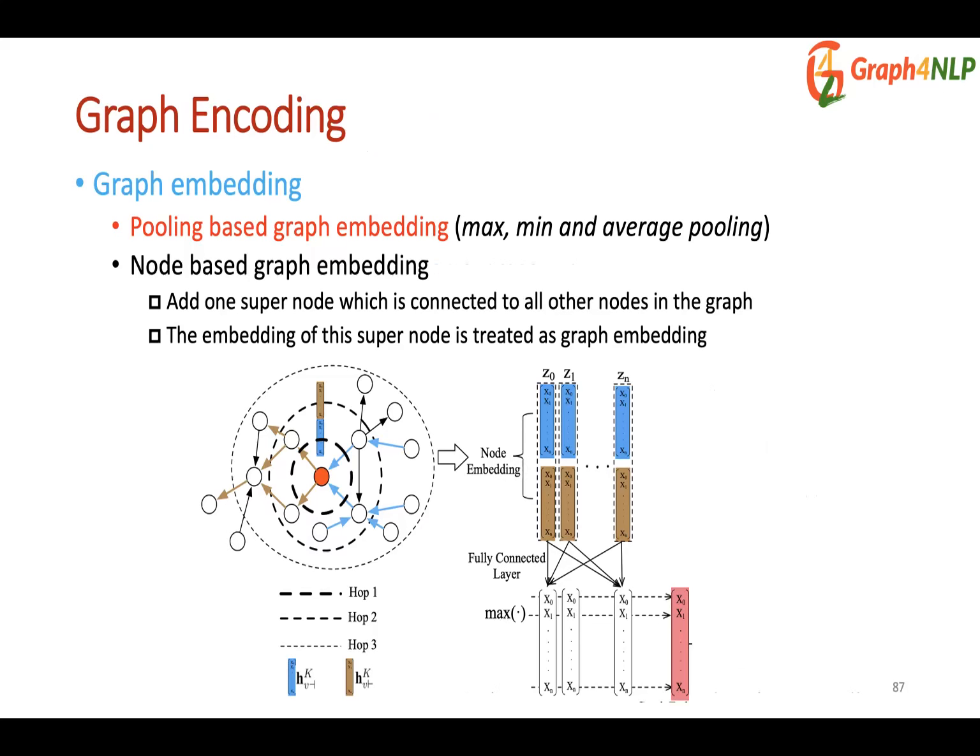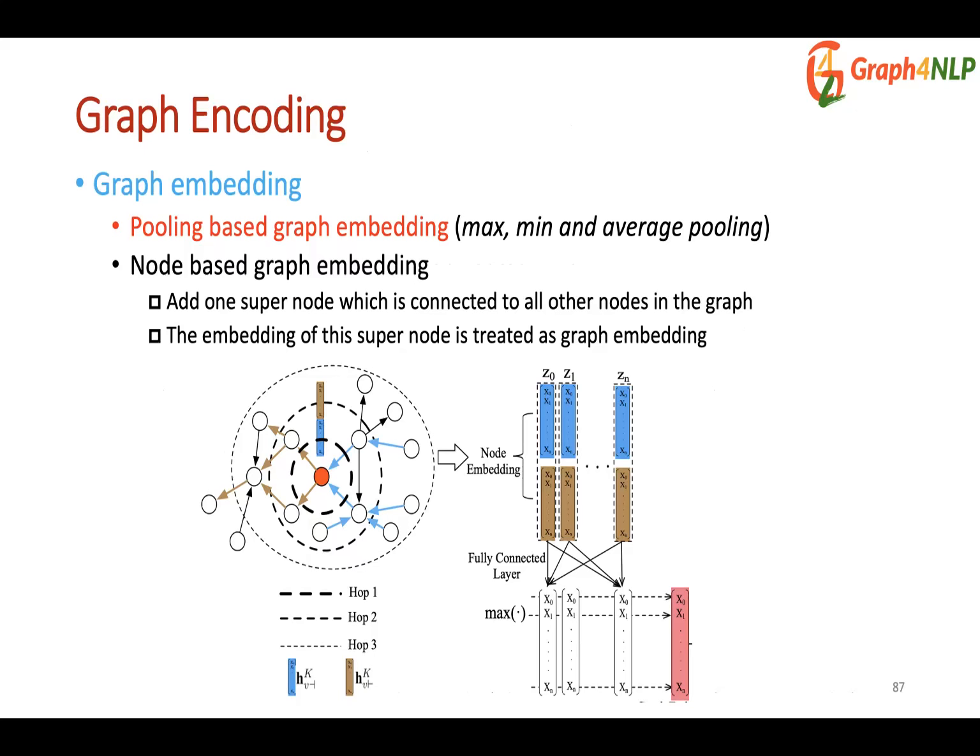There are basically two different types of methods to do that. The first method is called pooling-based graph embedding, where we can use max pooling, min pooling, or average pooling. The second method is called node-based graph embedding. The key idea here is to insert a super node into the graph so that this node is connected to all the other nodes in the graph.